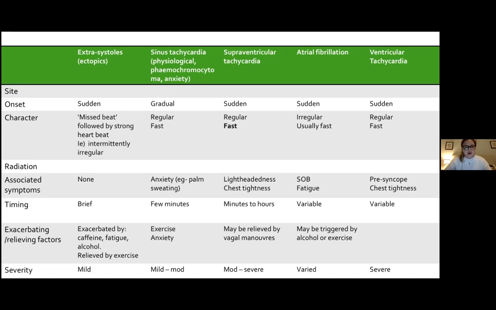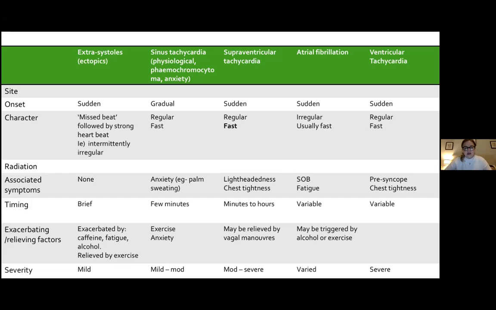So your ectopics are more going to be the sudden onset palpitations. The patient might describe it as a missed beat, and they're intermittently irregular. They don't last very long typically, they're brief, but the triggering things might be, they always get them after they've had a lot of caffeine. Are they tired at the moment? Alcohol.